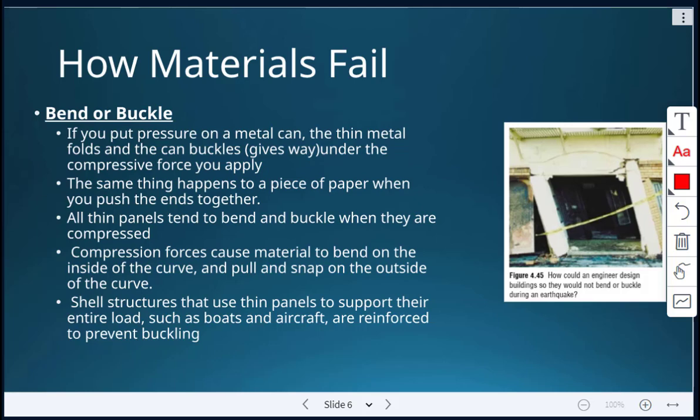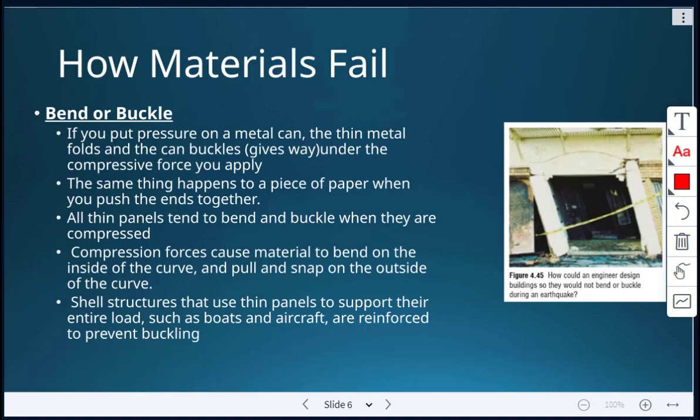Materials can also fail if they bend or buckle. For example, if you put pressure on a metal can, the thin metal will start to fold, and the can will buckle, meaning it'll give way under the compressive force you're applying. The same thing happens to a piece of paper when you push the ends together. All thin panels tend to bend and buckle when they are compressed. Compression forces cause material to bend on the inside of the curve and then pull and snap on the outside of the curve.